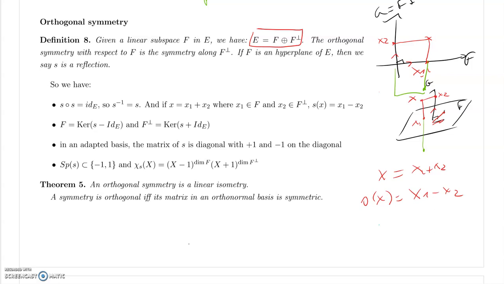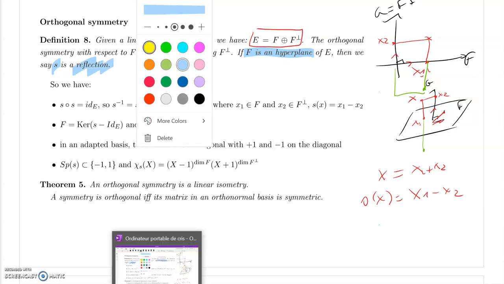Okay, so let's sum up what we have. The orthogonal symmetry with respect to F is the symmetry along F orthogonal. If F is a hyperplane, so of dimension n minus 1, then we say, it's just a definition, that it's called a reflection.